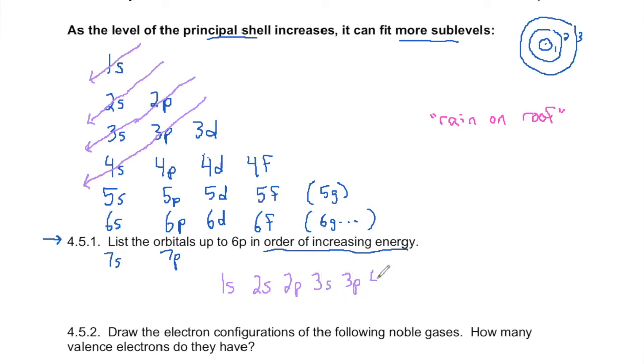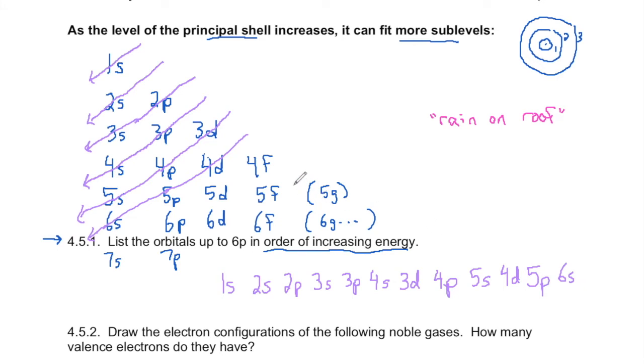So after 3p comes 4s, and then comes the 3d, and then we're back to 4p, and then 5s, and then comes 4d, and then 5p, and then 6s. So now this gets a little bit difficult to remember if you were just reading them this way. You need the diagonal lines. Or another way to remember this is with the periodic table. I can show you that next.